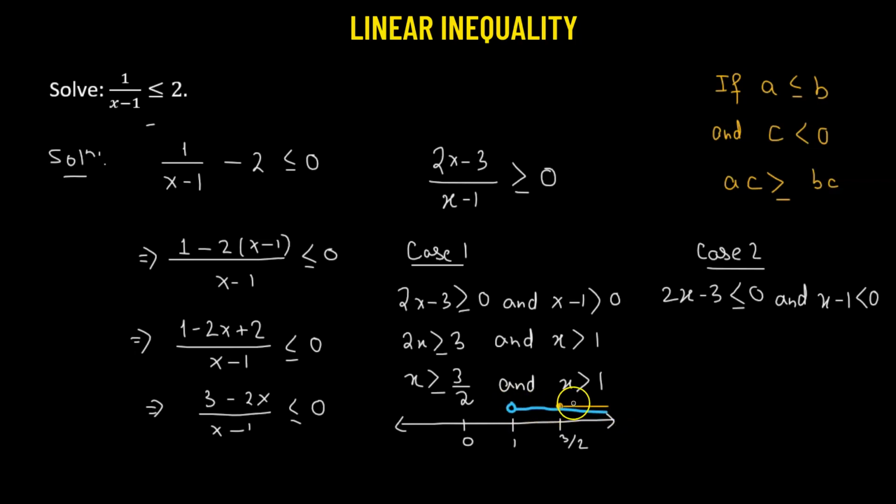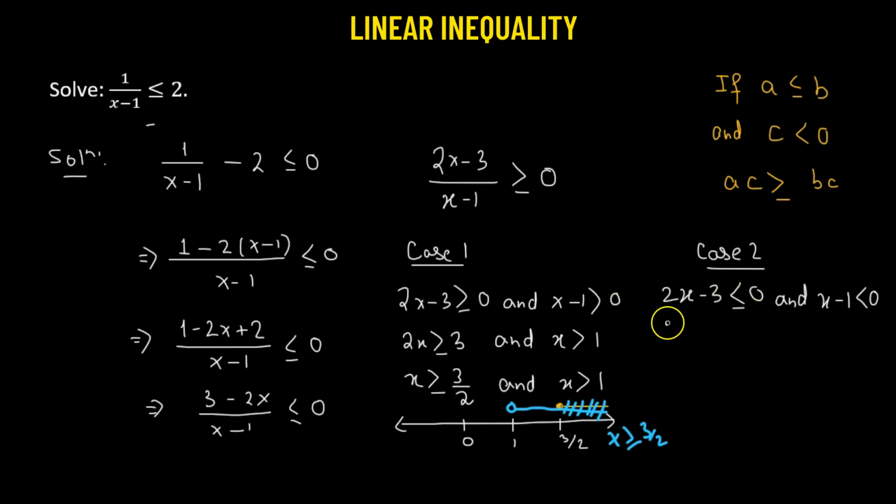Now what will be a common value of x which satisfies both conditions, that x is greater than 3 over 2 and x is greater than 1. So this is going to be the common region, and this common region is nothing but x is greater than or equal to 3 over 2. So here we have x greater than or equal to 3 over 2.